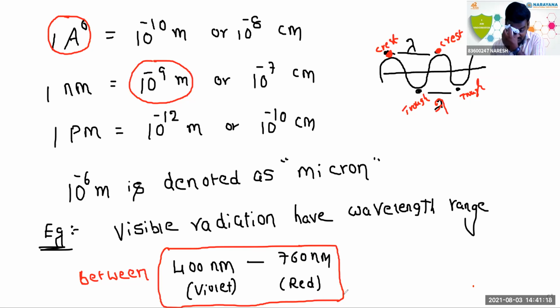Okay, ma'am? Yes, sir. Thank you, sir. Next, this is about wavelength: the distance between any two successive crests or successive troughs. Next important characteristic property of a wave.